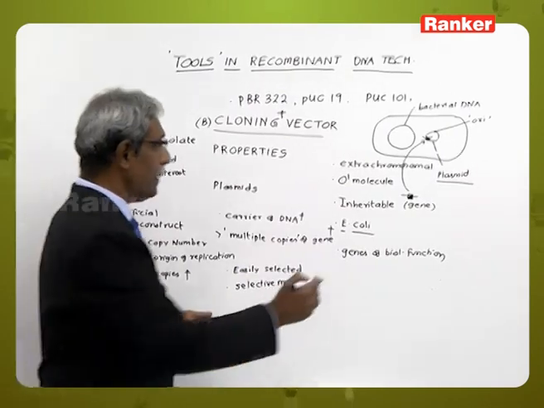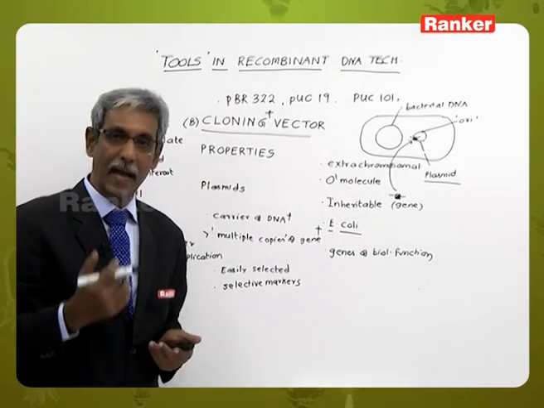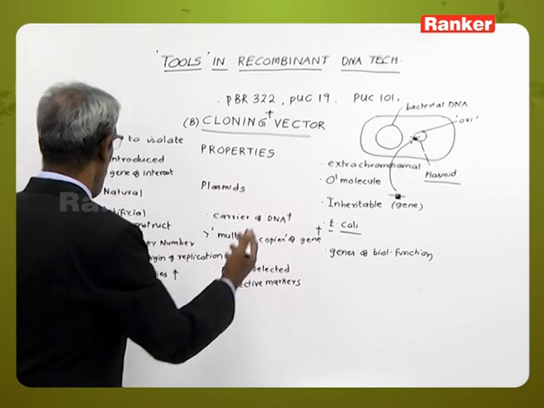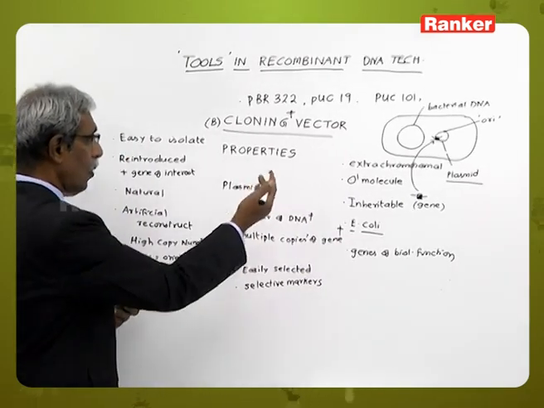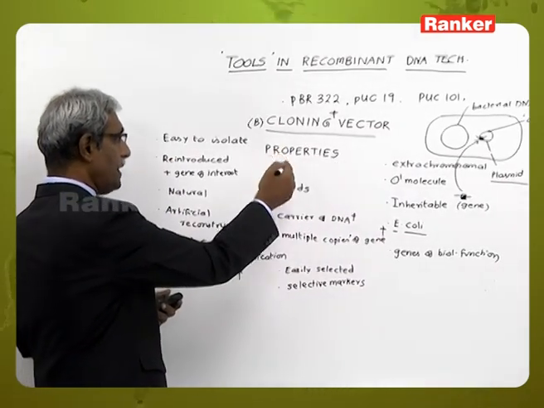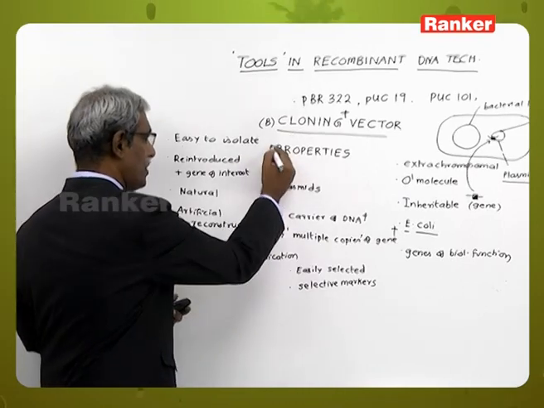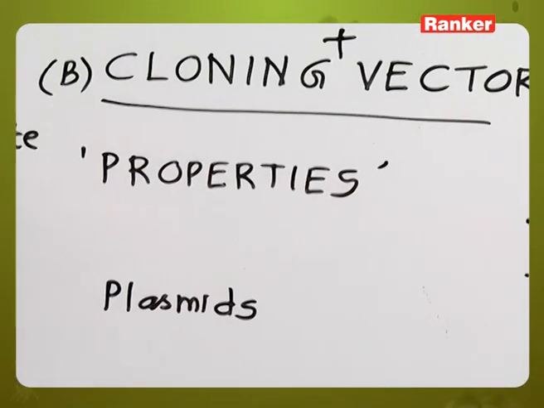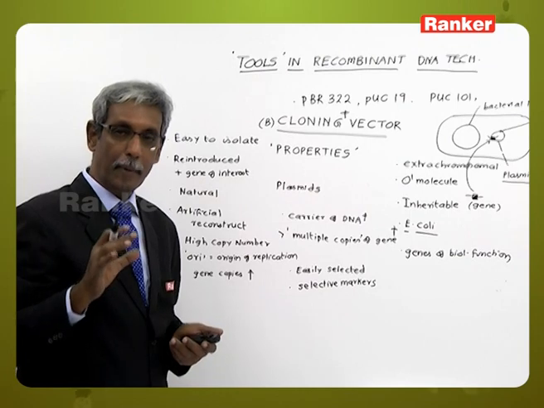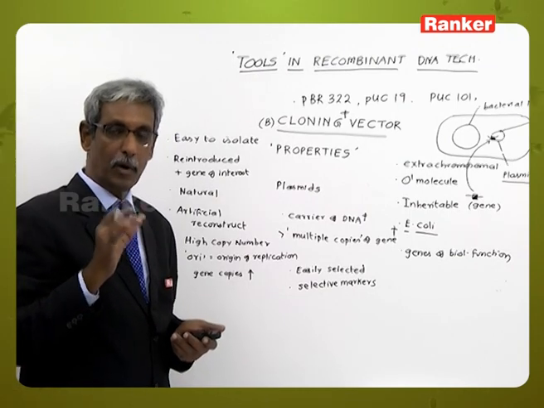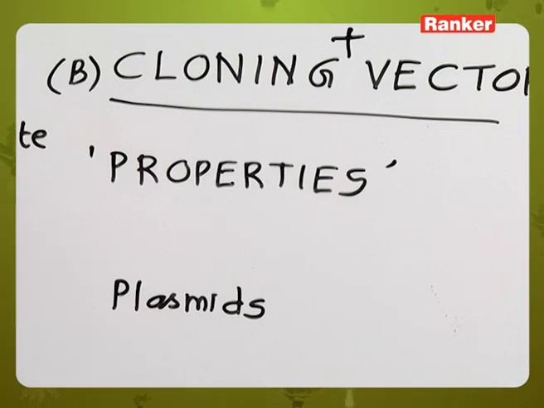Because when you take a particular plasmid, a plasmid has a few characters. Now, what are the reasons why you call a plasmid a cloning vehicle? It has specific properties. What are the properties of a good cloning vector? The properties of a good cloning vector or a plasmid are as follows.